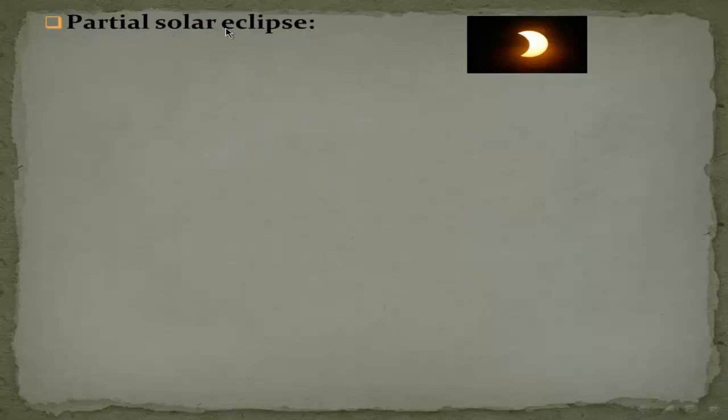Okay. The second type is called partial solar eclipse, and we can see part of the sun in this type. So it is named this way because partial comes from we can see a part. The second type of solar eclipse is called partial solar eclipse because in this type we can see part of the sun.